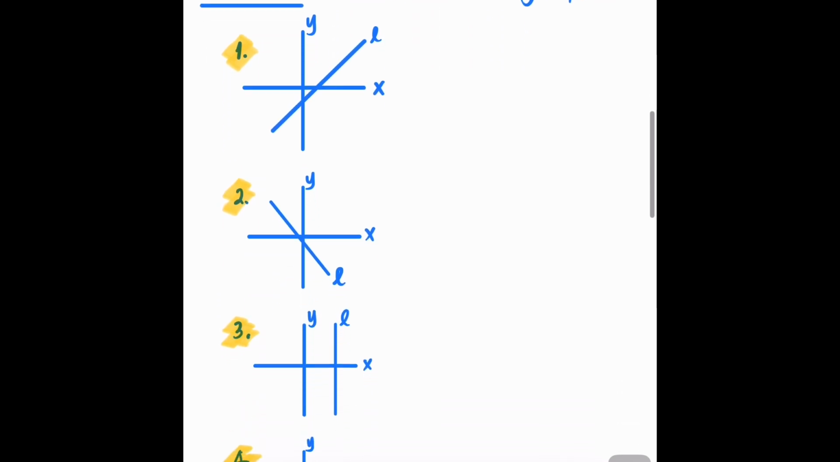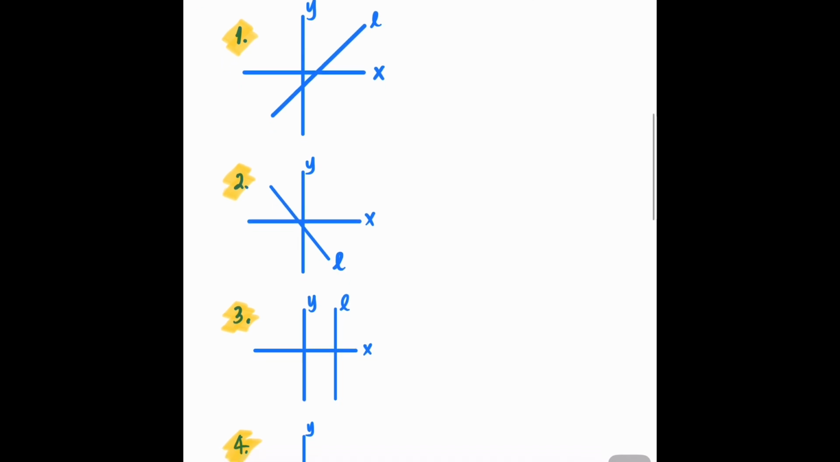Identifying the slope of a line graph. So if the line graph is given and you are asked to find the slope, if it's positive, negative, and so on and so forth, you can actually identify the slope by just looking at the line itself.